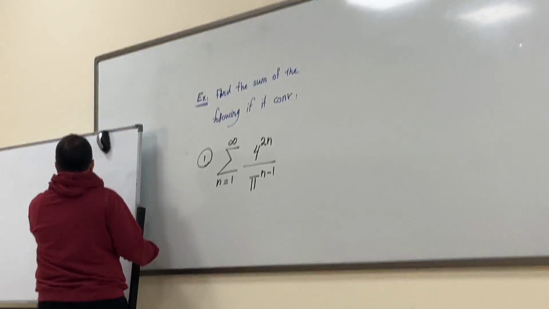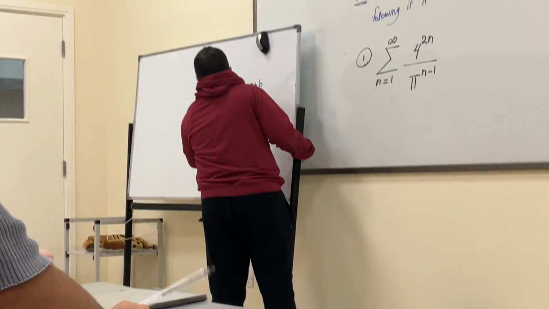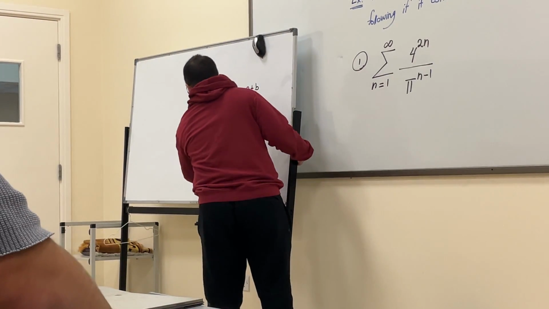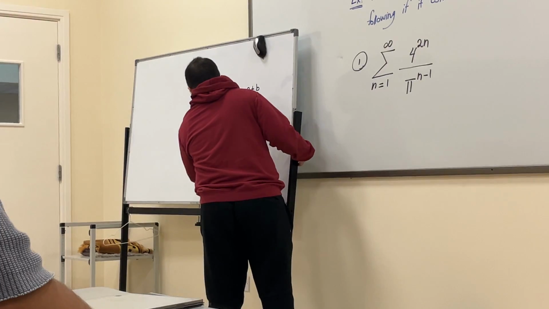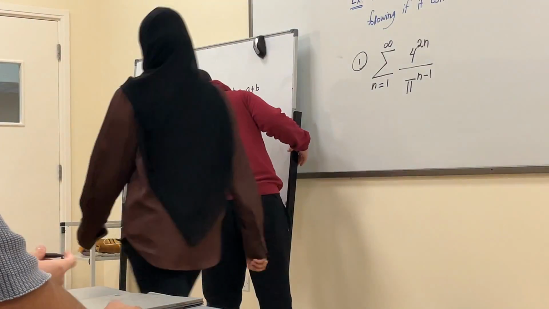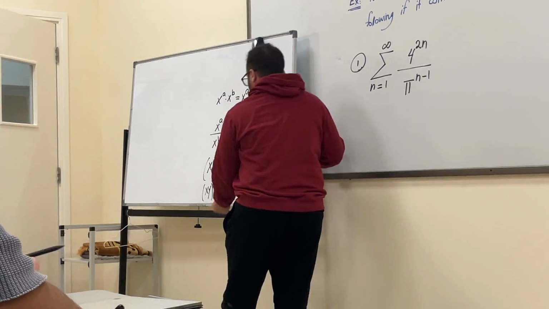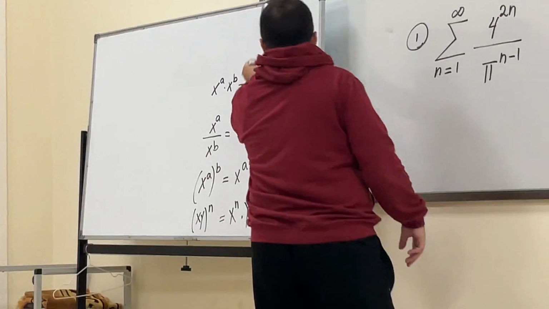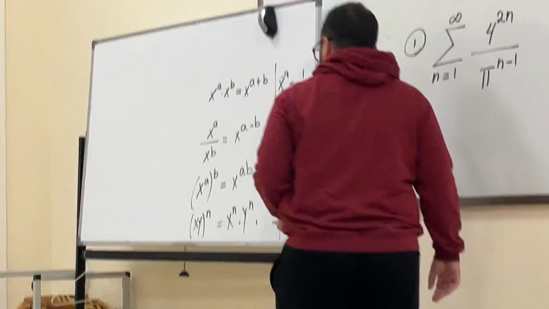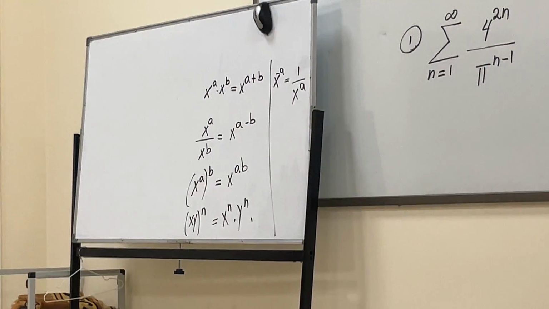x^a times x^b is x^(a+b). x^a divided by x^b is x^(a−b). (x^a)^b is x^(ab). Then (xy)^n, for example, is x^n y^n, and so on. What else? x^(−a) is 1 over x^a. These algebra rules of exponents, you need to remember these.